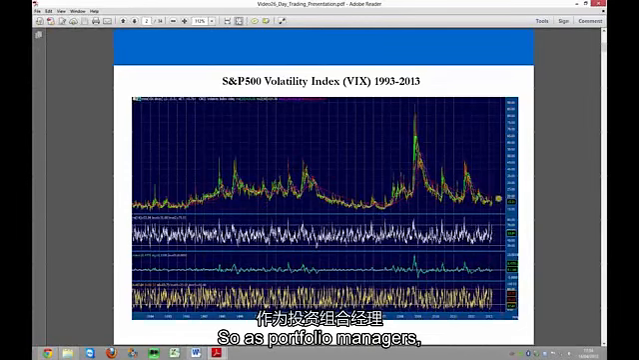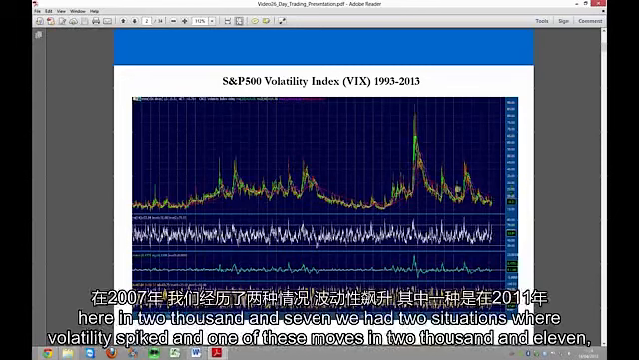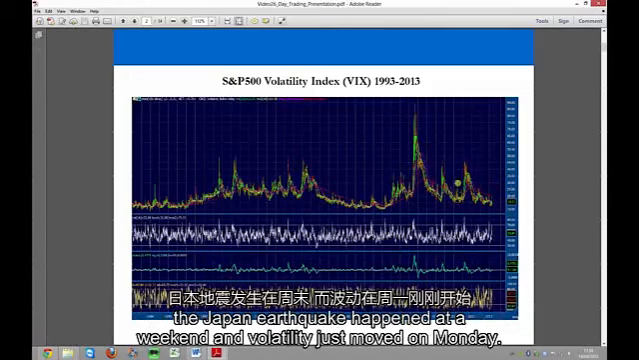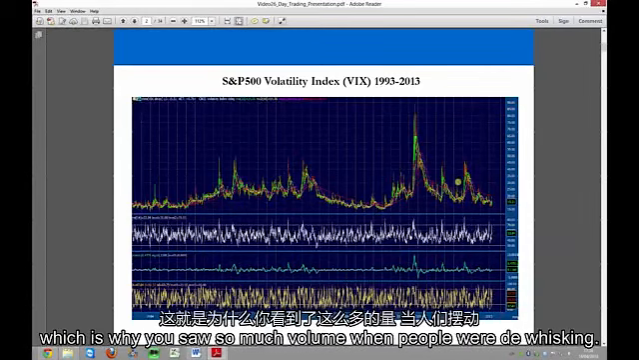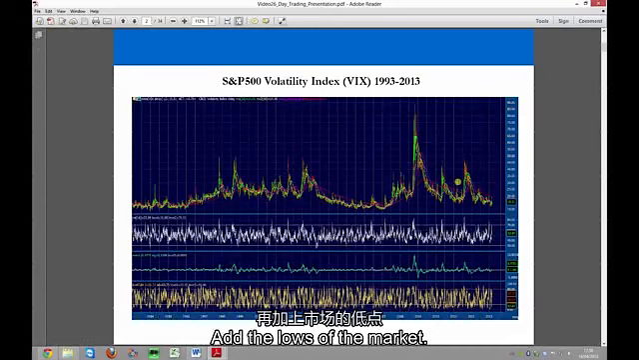So as portfolio managers, you have to be quite careful. Here in 2011 we had two situations where volatility spiked, and one of these moves in 2011, the Japan earthquake, happened at a weekend, and volatility just moved on Monday. There was very little opportunity for traders to transition at all, which is why you saw so much volume when people were de-risking at the lows of the market.